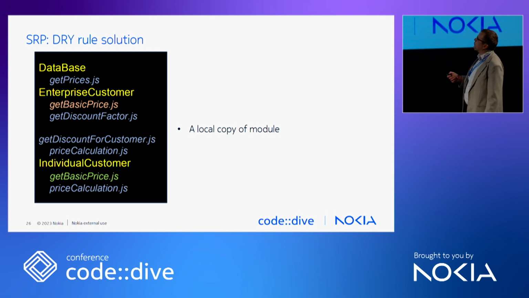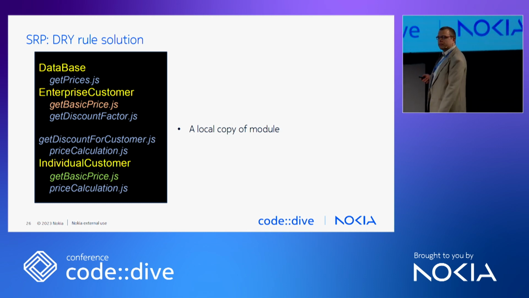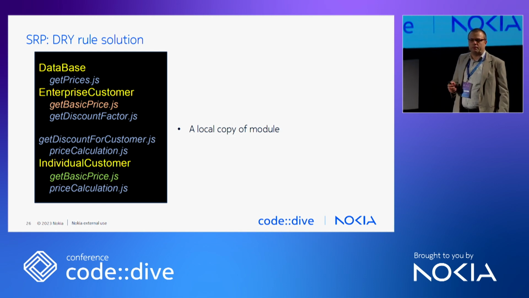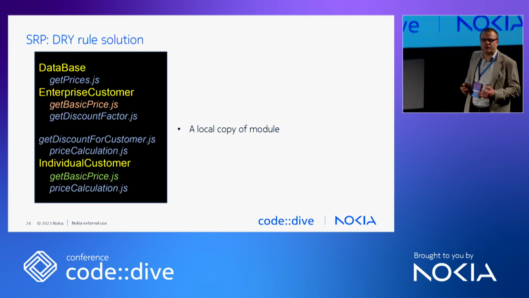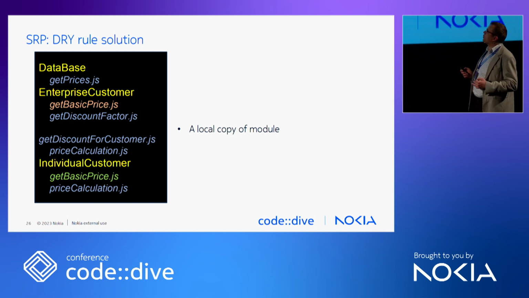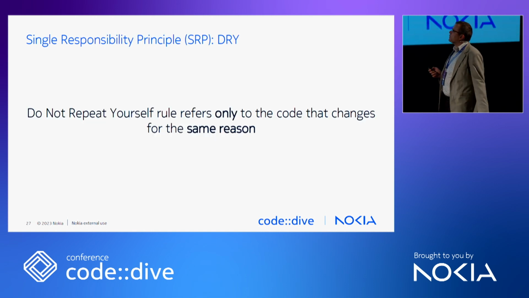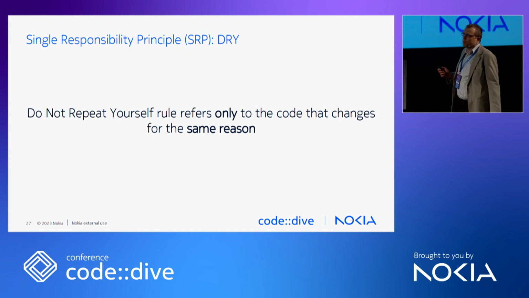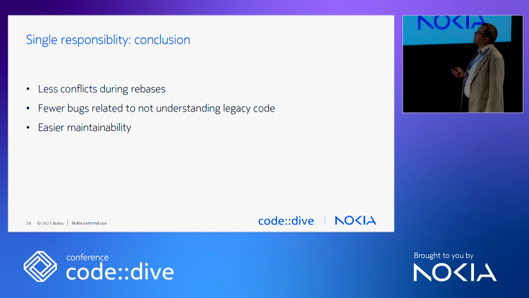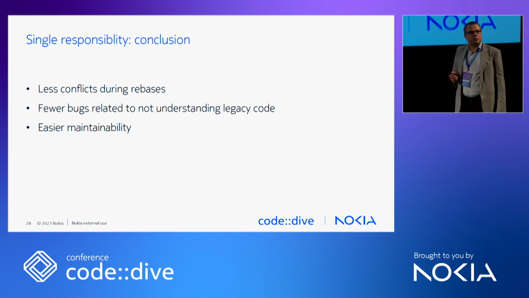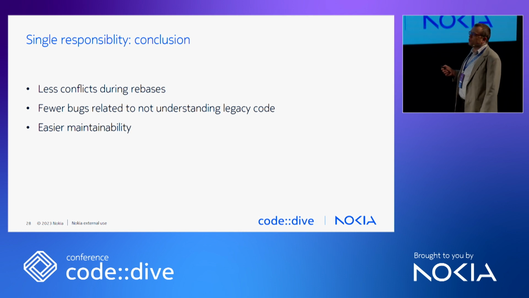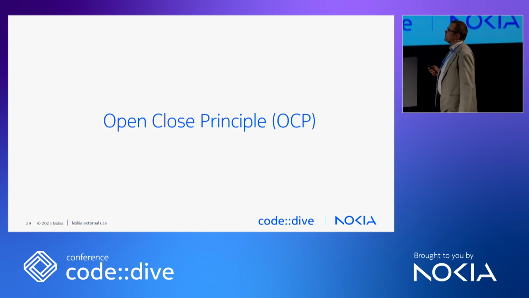There is another solution, perhaps not the best one, but it's still acceptable, that we may do a copy of this module for my feature. But isn't this a violation of the do not repeat yourself rule? Well, the do not repeat yourself rule is about code that would change for the same reason. And this code changes for two different reasons. And that's why it's still acceptable. It's not a violation of do not repeat yourself, but perhaps this solution is a bit better. Sticking to the single responsibility rule means fewer conflicts doing rebases, fewer bugs, and better maintainability.